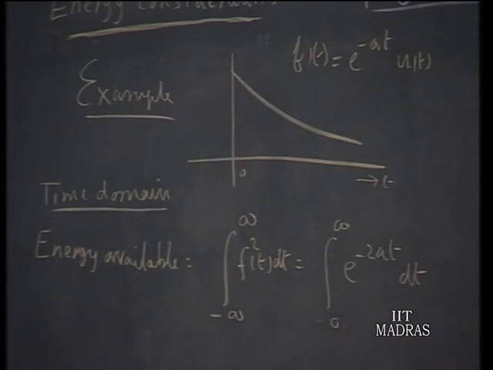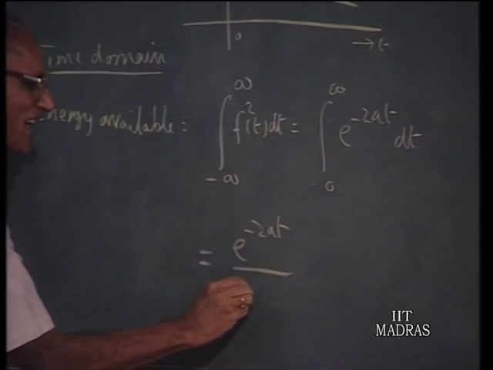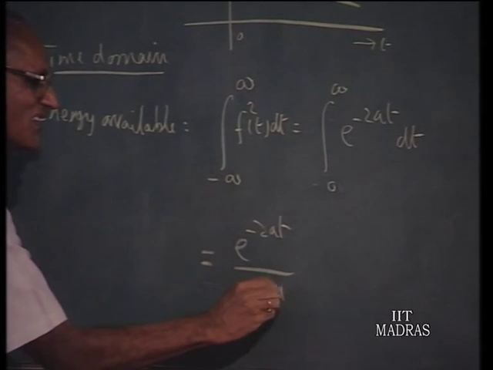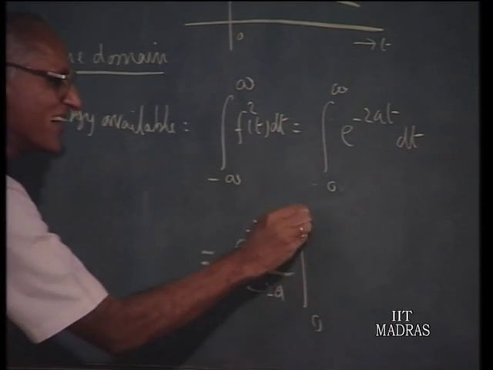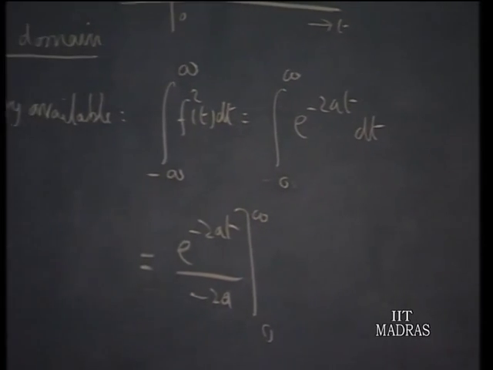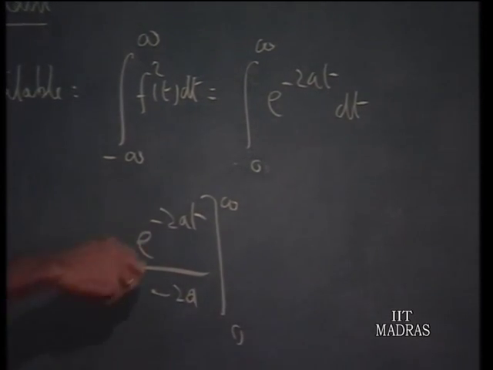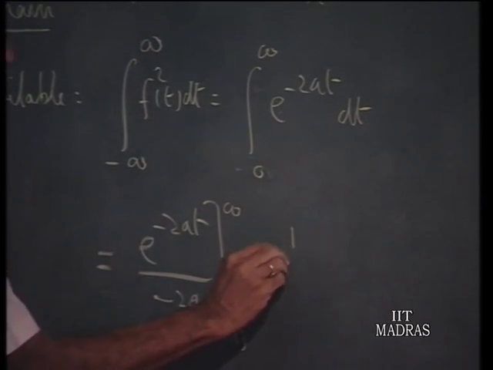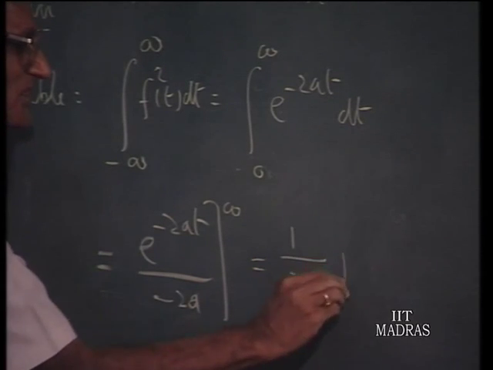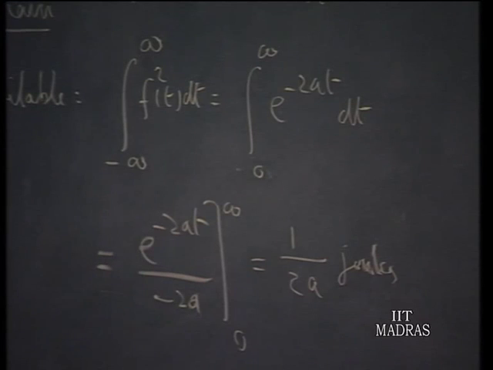a t dt. Therefore, this will become e to the power of minus 2 a t divided by minus 2 a, evaluated between 0 and infinity. At the upper limit, this is going to be 0 because we are taking a to be a positive quantity, and at the lower limit, of course, this is 1, this will become 1 over 2 a. So, 1 over 2 a joules is the total energy available from the signal.